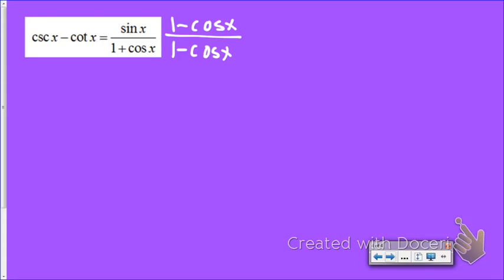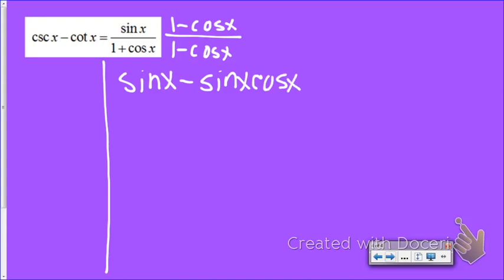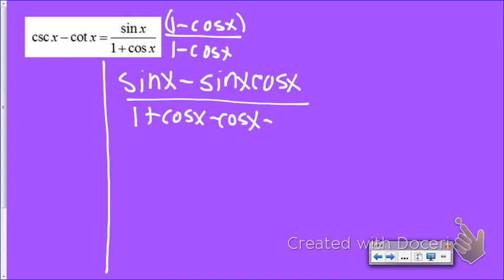And again, I'm going to work from the right side here. On the top, that's going to give me sine x minus sine x times cosine x. Remember, that is in parentheses, so I have to distribute to both terms. Then at the bottom, I FOIL that out: 1 plus cosine x minus cosine x minus cosine squared x. Those are going to cancel out, and I'm left with 1 minus cosine squared, which you guys know is sine squared.